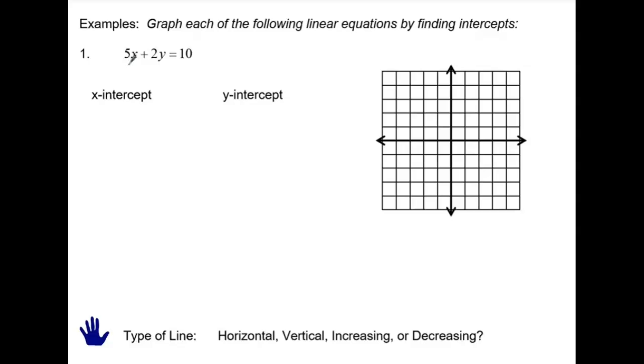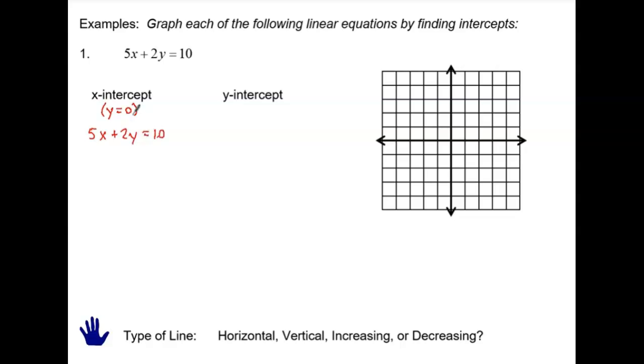We want to graph 5x plus 2y equals 10. This is in standard form because I have my x term, and then my y term, and then my equal sign, and then my number. Let's look for the x-intercept first. Remember, the x-intercept is when y equals 0. So I have my equation 5x plus 2y is equal to 10.